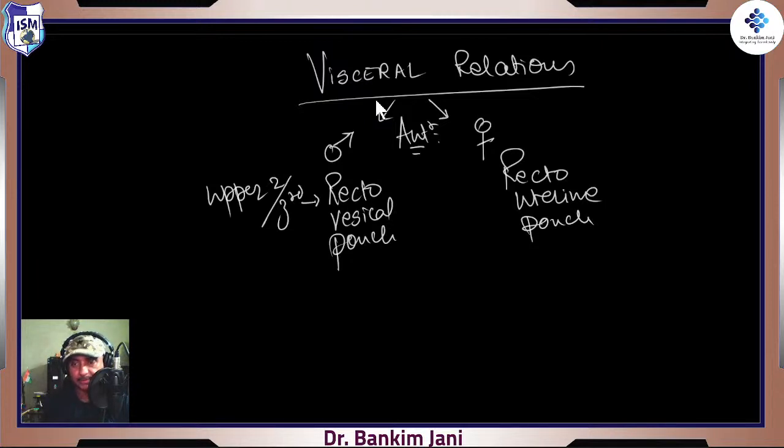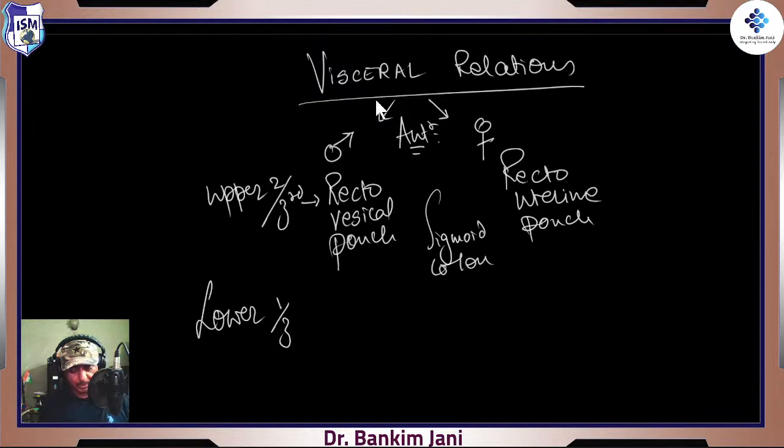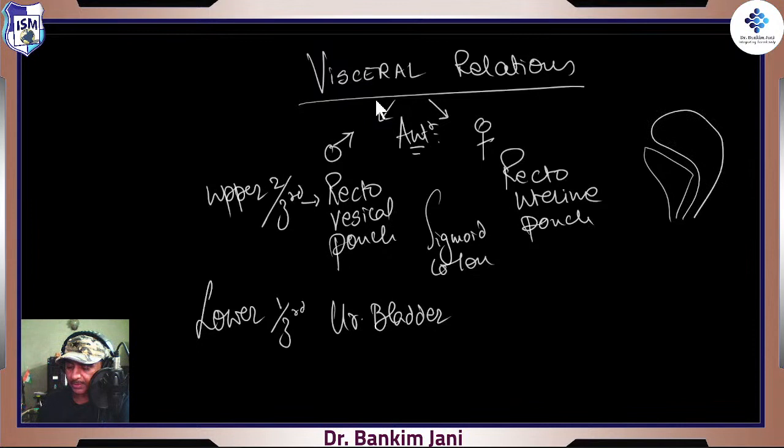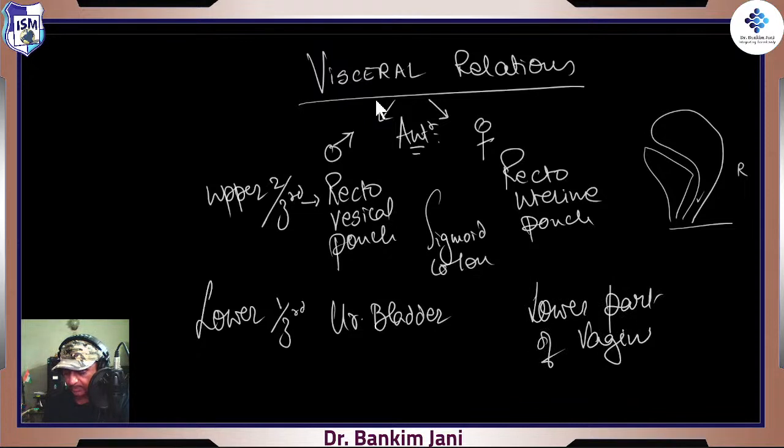Something is common between both of them, and that is the sigmoid colon. So sigmoid colon is what we'll watch in both the cases. So that is anteriorly. What about the lower one third? Lower one third, that is where the urinary bladder would come, right? So over here in case of male, this would be the urinary bladder. Remember in case of female, what was happening? The bladder was over there, but the uterus was on its head, and then the rectum was over here, right? So that's why this bladder in case of female is not coming into picture in the anterior part. So over here, instead of this, it would be the lower part of vagina. True, right? Lower part of vagina. That is what would come in the lower one third.